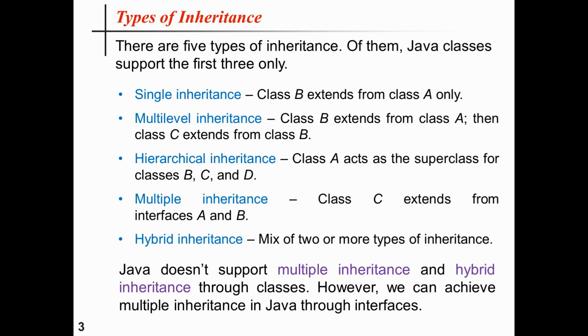Next comes hybrid inheritance. It is basically a mixing of 2 or more types of inheritance. Java doesn't support multiple inheritance and hybrid inheritance through classes, as I have already specified. In order to implement them, I need to have the concept of an interface. So by using interfaces, we can achieve multiple inheritance in Java.